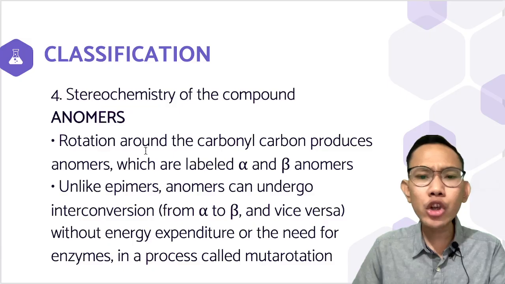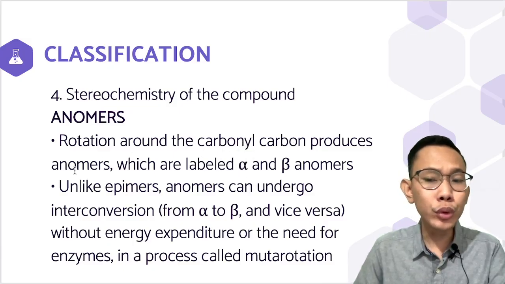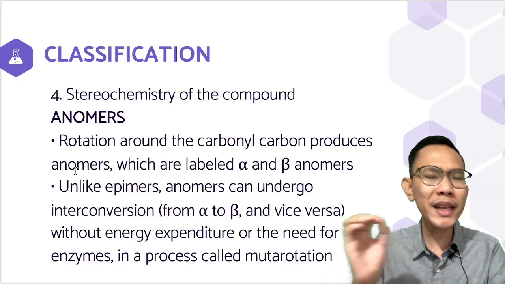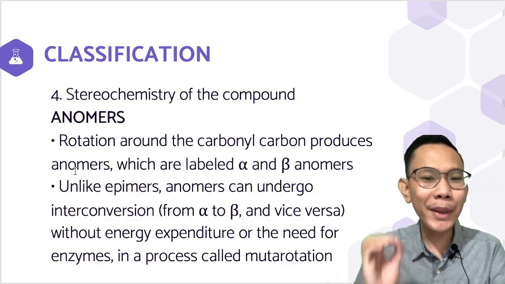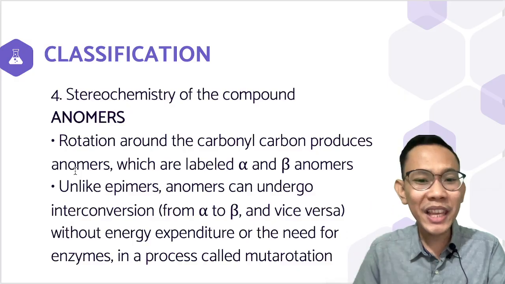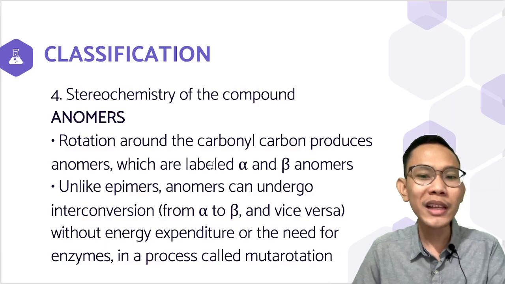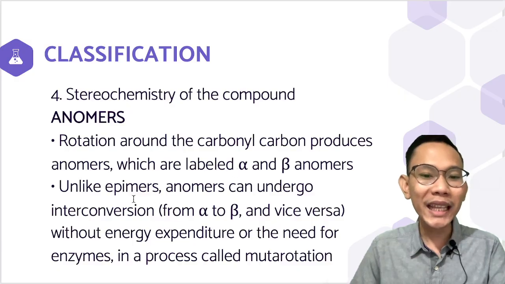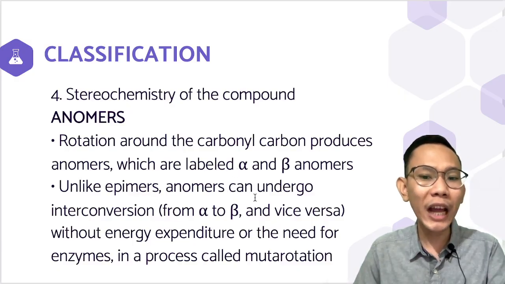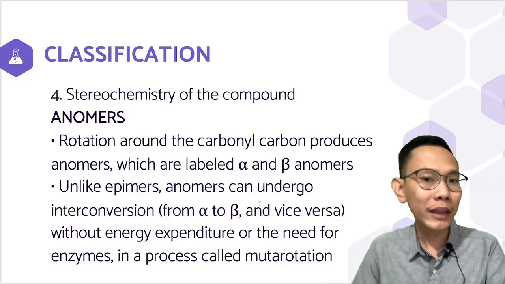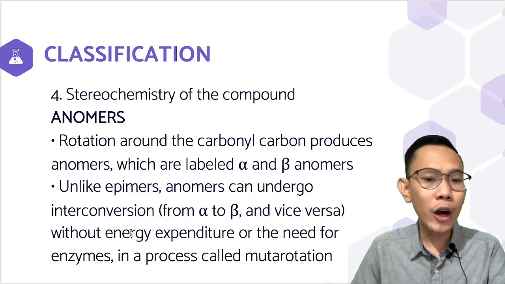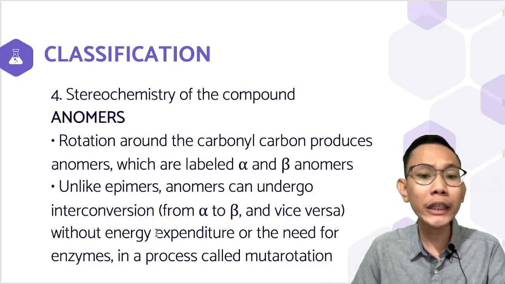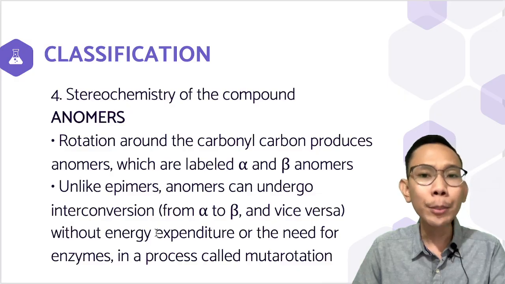So, the rotation around the carbonyl carbon produces now your anomer. Basically speaking, pag sinabi nating anomer, it's the rotation around the carbonyl carbon that produces the anomer, which is labeled as alpha or beta anomer. Unlike your epimers, your anomers can undergo interconversion. Pwede siyang from alpha to beta or beta to alpha, kasi vice versa, without energy expenditure or need for enzymes, in a process called mutarotation.